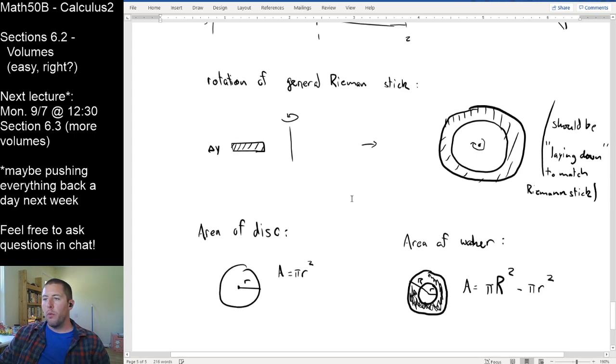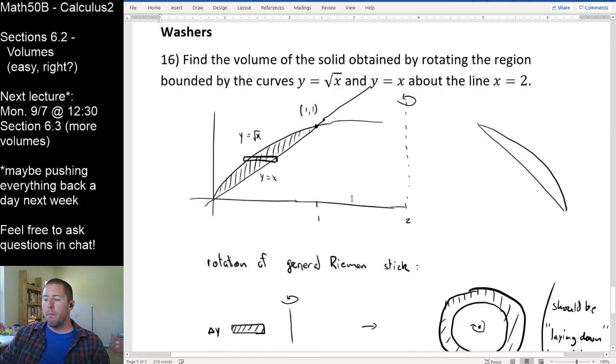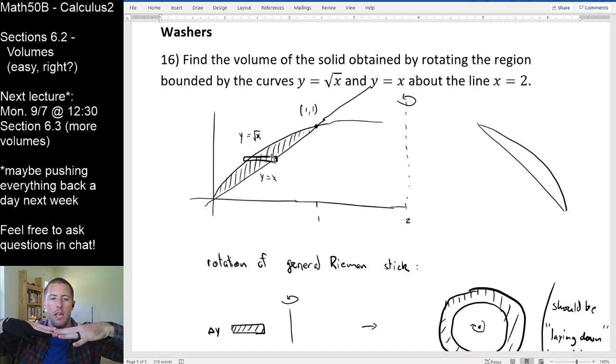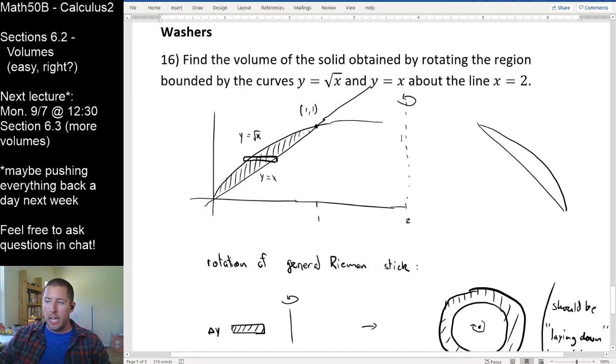So what we're saying that we've done is we're developing a washer that's associated with this Riemann stick. And we would like to add all of those washers vertically. And I know that we're adding them vertically partly because our axis of rotation was a vertical axis of rotation. So some things that I know now are, it looks like we should be building an integral that is going to be dy. I need my washer area here.